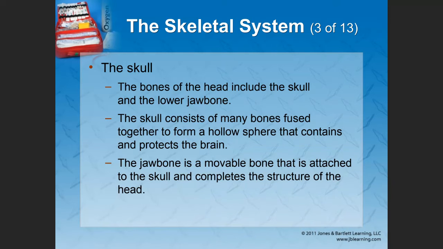So the skull. The bones of the head include the skull and the lower jawbone, which is sometimes referred to as the mandible. The skull consists of many bones fused together to form a hollow sphere that contains and protects the brain. The jawbone is a movable bone that is attached to the skull and completes the structure of the head.